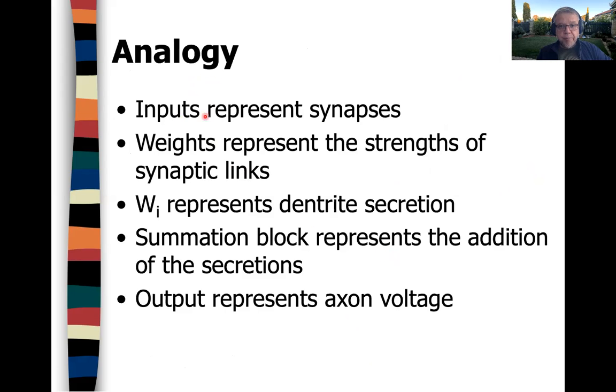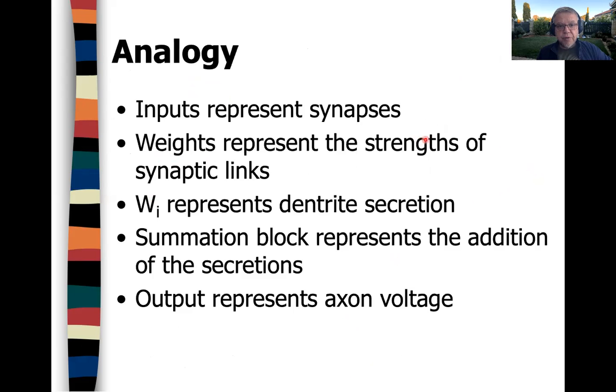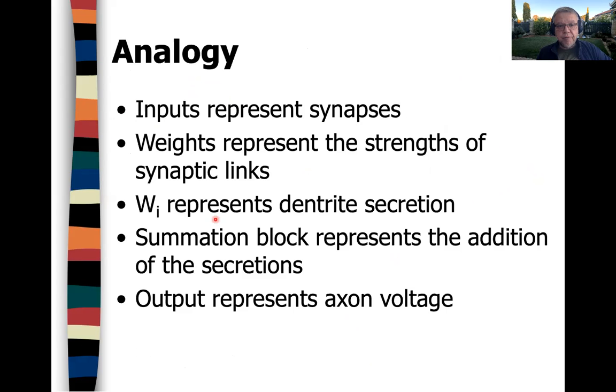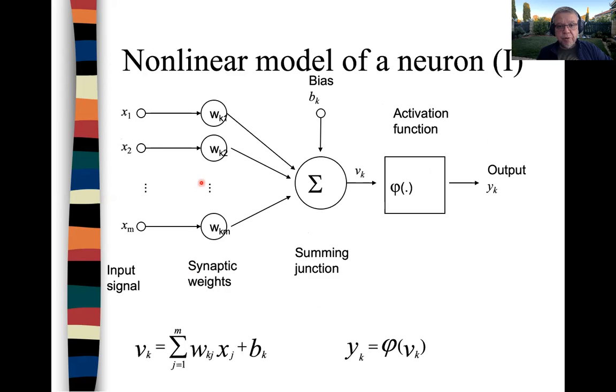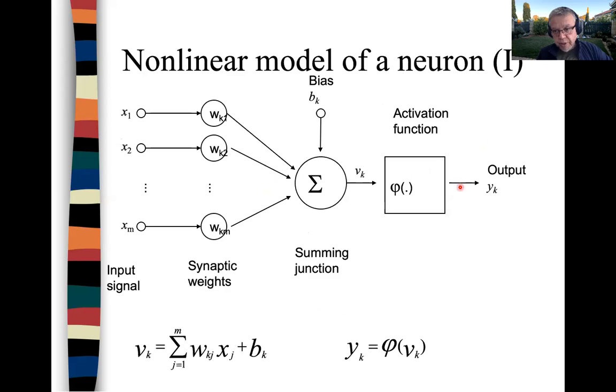So analogy, input represents the synapses. So these are the synapses. The weights represent the strengths of the synaptic link. Wi represent the dendrite secretion. The summation block represents the addition of the secretion. So you're adding these secretions here. And then the output represents the axon voltage. So this is your output, the axon. So you have the dendrites and then the axon here.